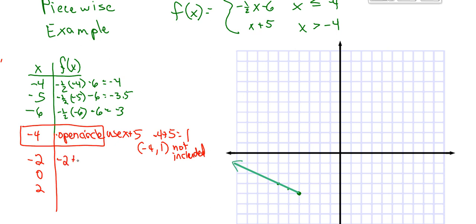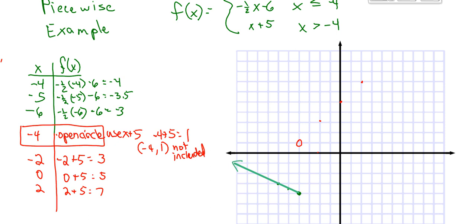-2 plus 5, which is 3. 0 plus 5, which is 5. 2 plus 5, which is 7. And so I'm going to plot on here (-4, 1), and that's going to be an open circle. And then I'm going to plot (-2, 3), (0, 5), and (2, 7). And then I'm going to draw that in.